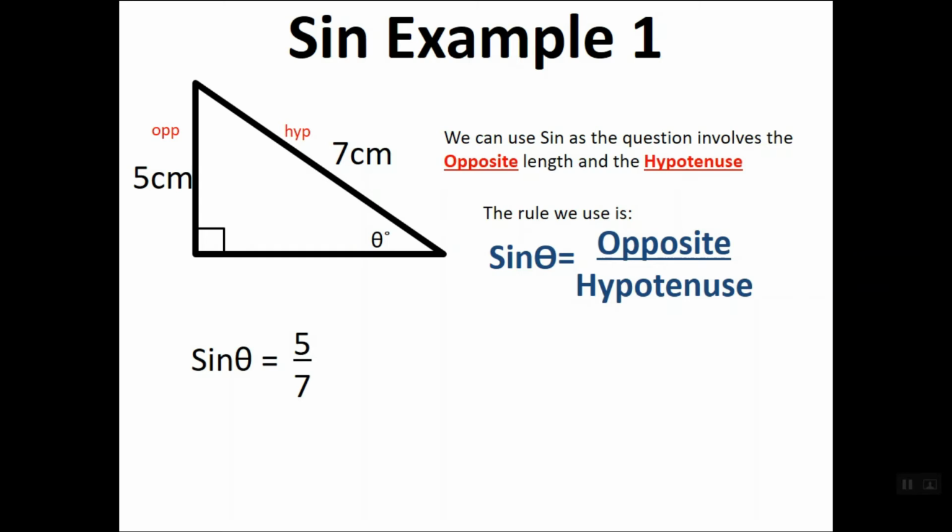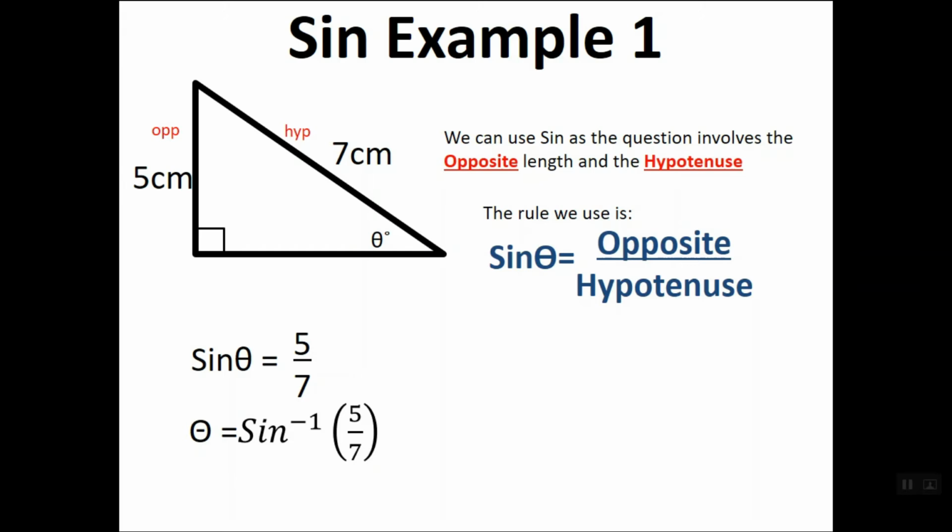Now I'm trying to solve for theta, so it means that I need to find the inverse, to get that theta by itself. So theta is equal to sine inverse of 5 divided by 7. Sometimes I see people do 5 divided by 7 and write it down as a decimal and round it. I recommend don't do that. Just put all of that in your calculator at once, and then your answer will be more accurate.